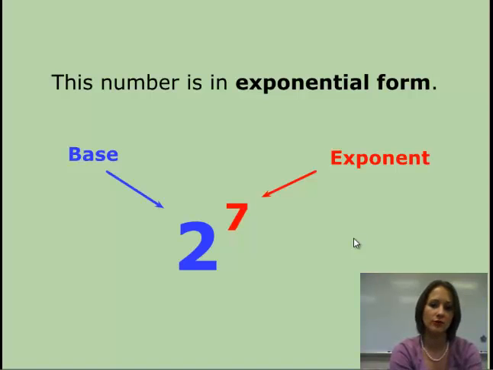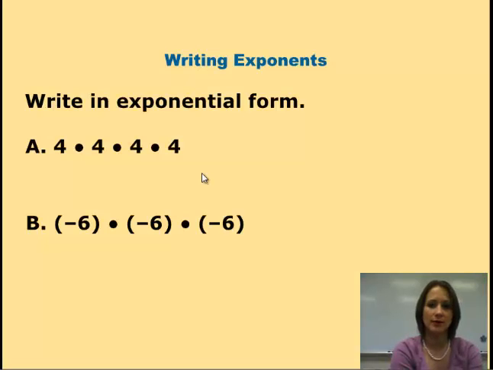This number is an exponential form. 2 is your base and 7 is your exponent. So I want you to write these in exponential form in your journal. 4 times 4 times 4 times 4. And -6 times -6 times -6. So go ahead and try to write these in exponential form with the base and an exponent. Hit pause and do that now.